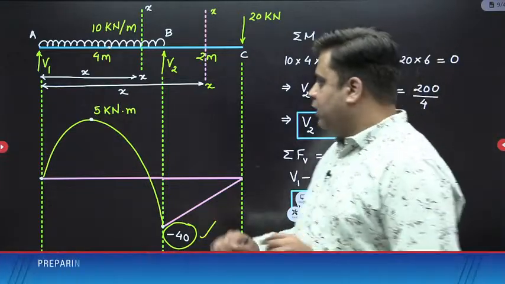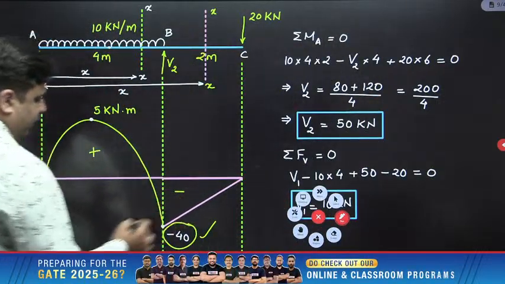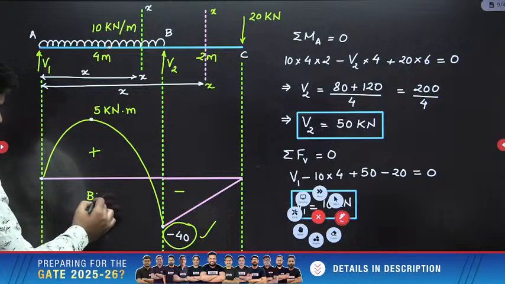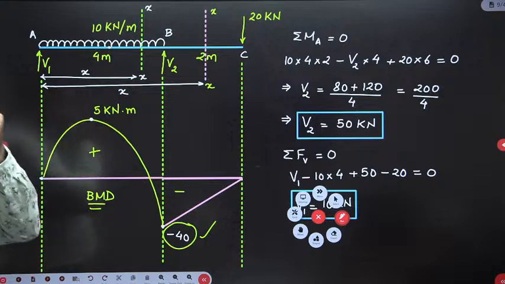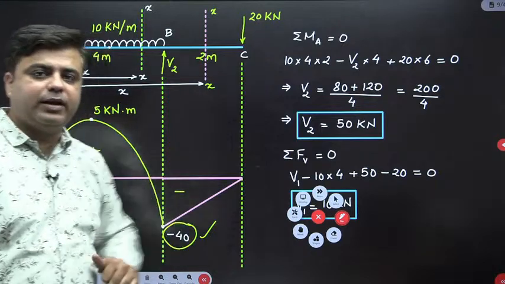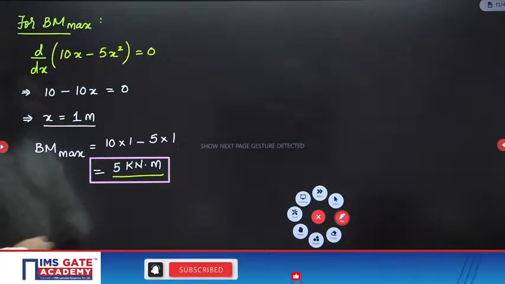Okay. Chalo. So this is the bending moment diagram. It is positive here and then it is negative here, BMD. So answer for this question is minus 40, and that is 40 kilonewton meter is the absolute maximum bending moment. Chalo. Moving ahead with this, try this next question.